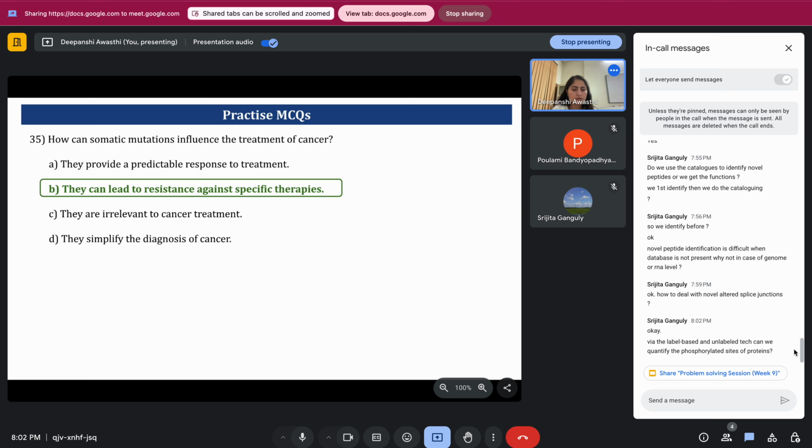Okay, by the label-based and label-free techniques, can we quantify the phosphorylated sites of proteins?